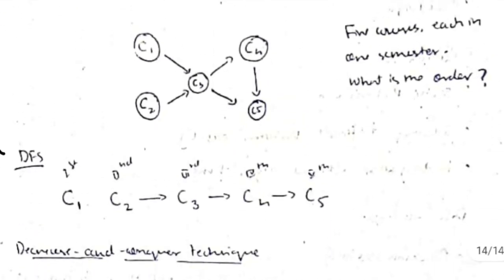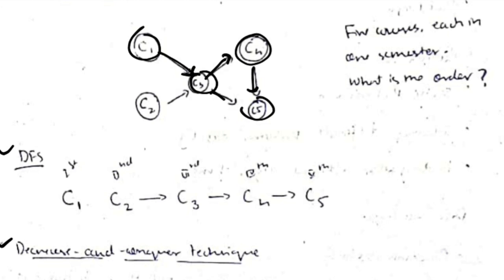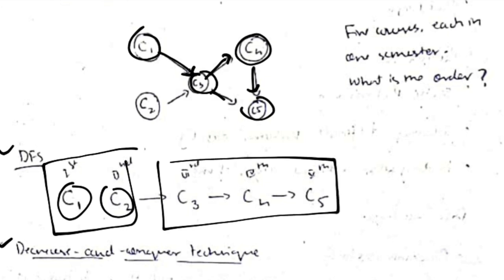By using the DFS method and the decrease and conquer approach, you can solve this. First, DFS. In DFS, start from the main source, go here. Then next, you can go to C4 and C5, but if you go directly to C5, you will miss out C4. So first you will go to C4, then C5. So this is the order: either choose C1 or C2 in the first iteration, and in the remaining iterations C3, C4 and C5. So that's by the DFS method.